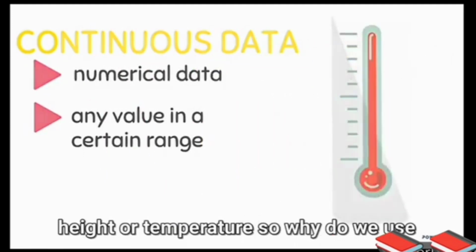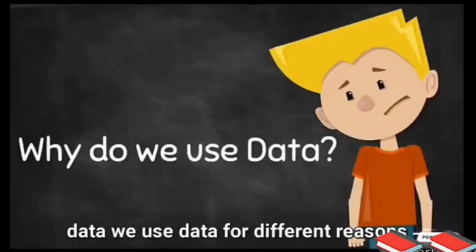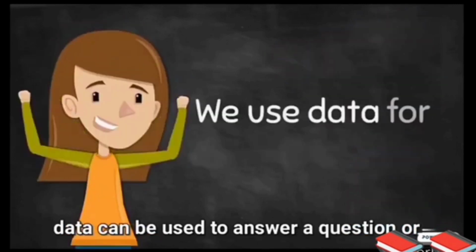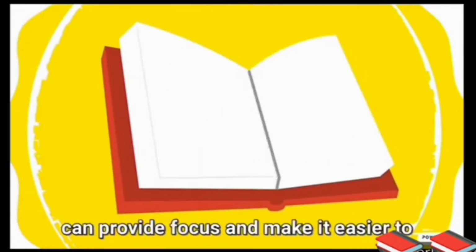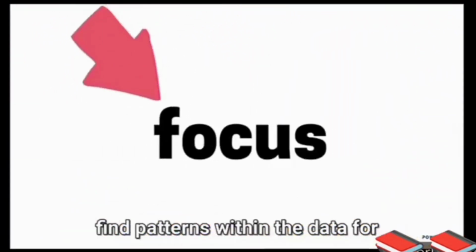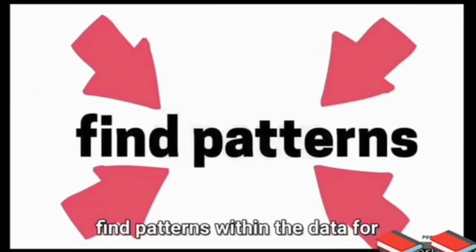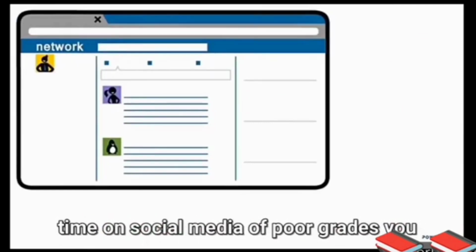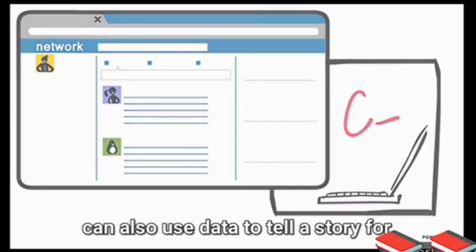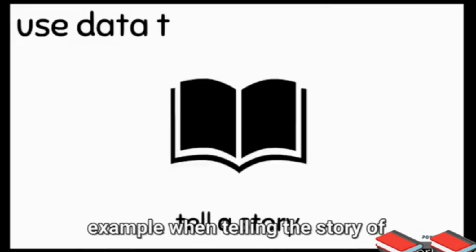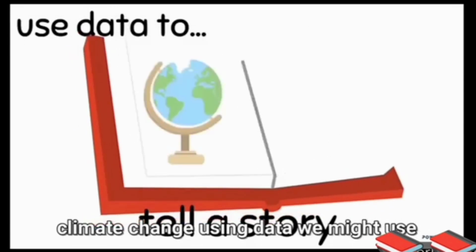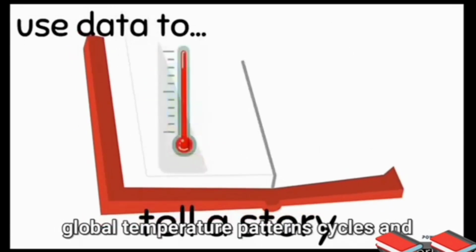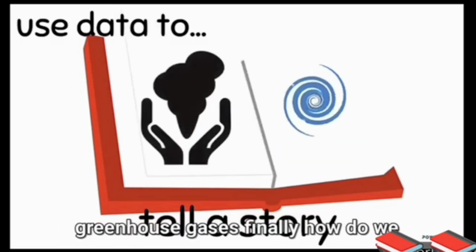So why do we use data? We use data for different reasons. Data can be used to answer a question or tell a story. Having a question can provide focus and make it easier to find patterns within the data. For example, students who spend a lot of time on social media may have poor grades. You can also use data to tell a story. For example, when telling the story of climate change using data, we might use global temperature, patterns, cycles, and greenhouse gases.